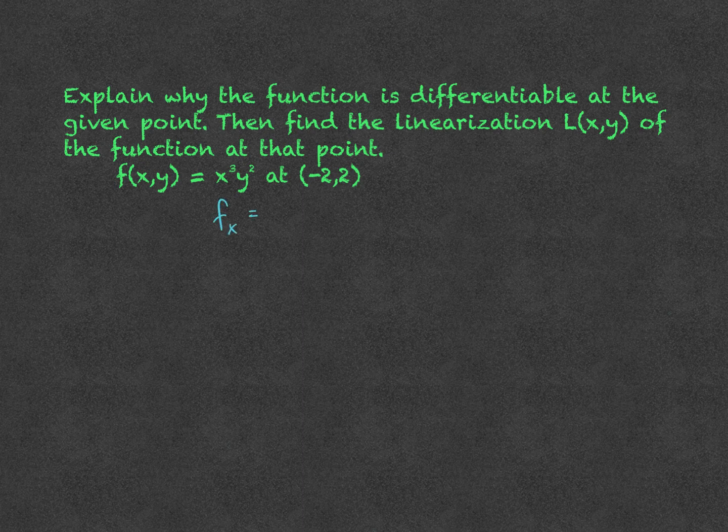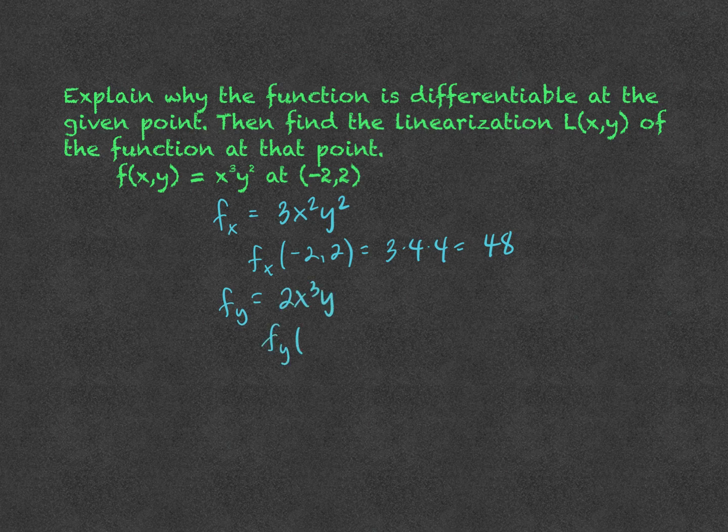So the partial derivative with respect to x is 3x squared y squared. And then at that point, at (-2, 2), when we plug this in, we have 3 times 4 times 4, which is 48. Now we're going to find the partial derivative with respect to y. So we get 2x to the third y. When we plug in that point of (-2, 2), we get 2 times negative 8 times 2, which is negative 32.